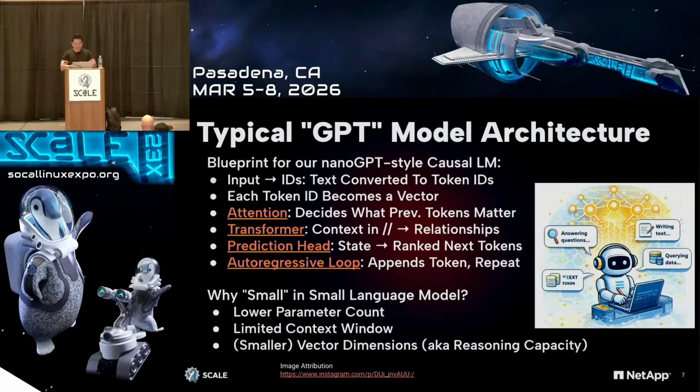Anyhow, you have your input, your data set. Since we're talking about language models, that's a whole bunch of text, and that's our input. Now we need to convert that into IDs. The text is converted into token IDs, and that's done by our tokenizer. Now each token ID becomes a vector, right?